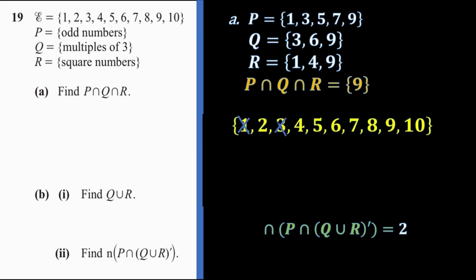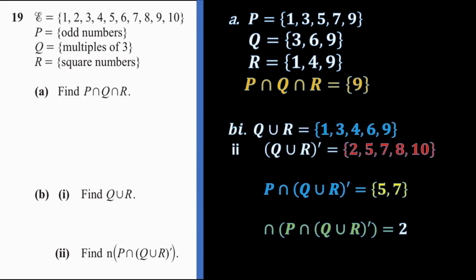That will be the complement of Q union R. Hope that makes sense. That explanation is down to earth, simple. Okay? Now, the result that we have, we are going to take the intersection of P and Q union R complement. That is, what is common between set P and set Q union R complement?